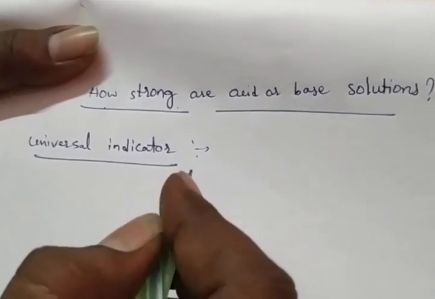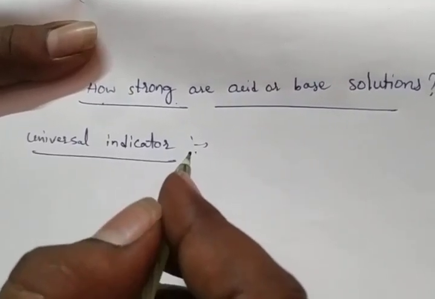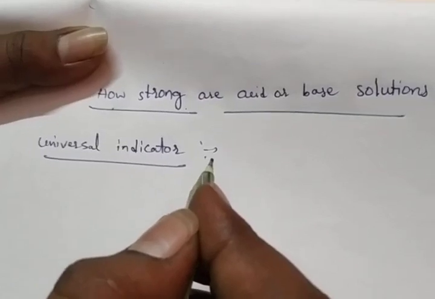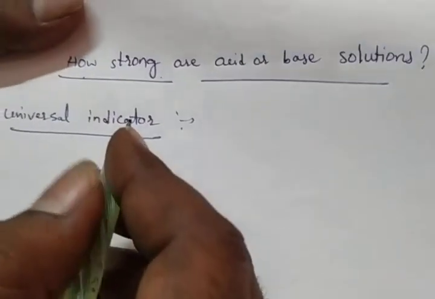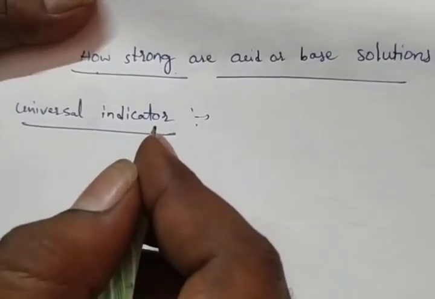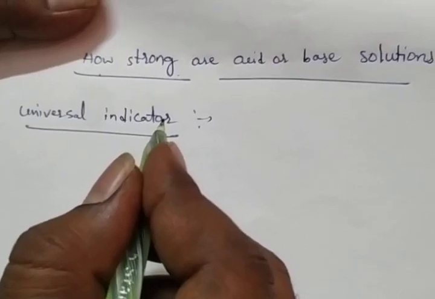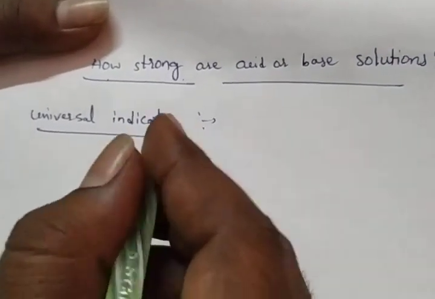Already we discussed in the previous classes: methyl orange is a synthetic indicator. There are three types of indicators: natural indicators, synthetic indicators, and olfactory indicators. Okay, here the universal indicator is a mixture of several indicators. The universal indicator shows different colors at different concentrations of hydrogen ions in the solution.